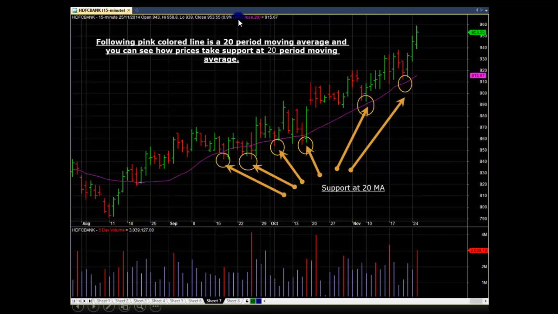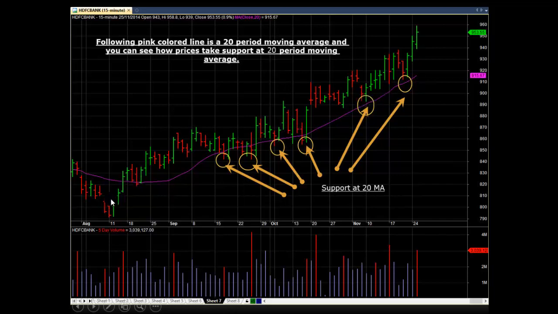MA stands for simple moving average. If you are plotting an exponential moving average, it will be plotted as EMA, and a displaced moving average will be plotted as DMA. No matter what the name, the interpretation is almost similar. Compare this pink colored line with the bars or price chart. You can see that in a lot of places prices have found support around these pink colored lines.